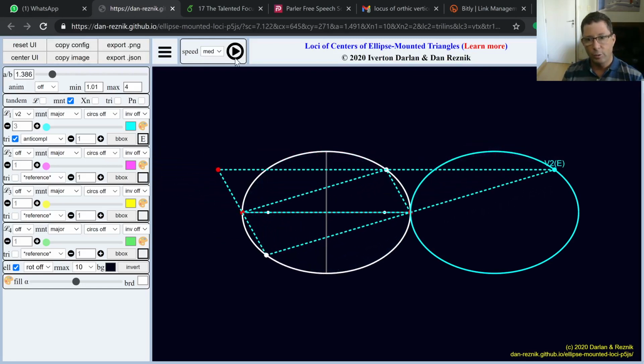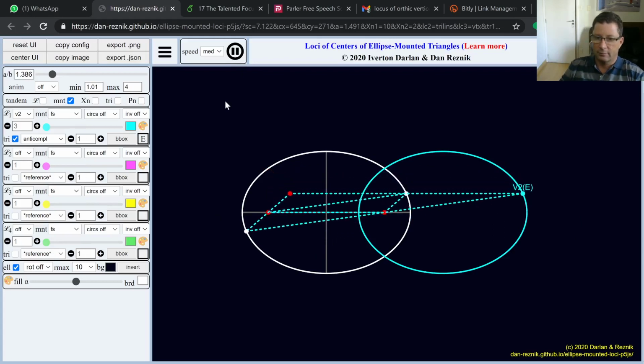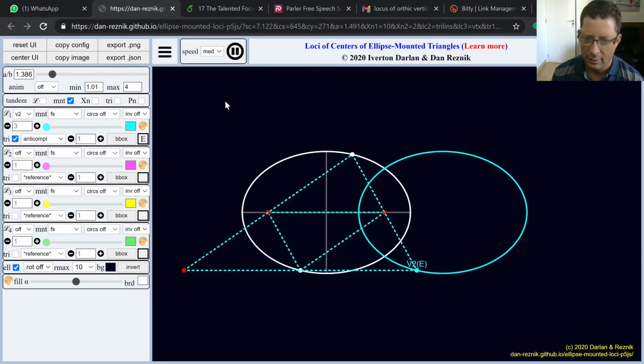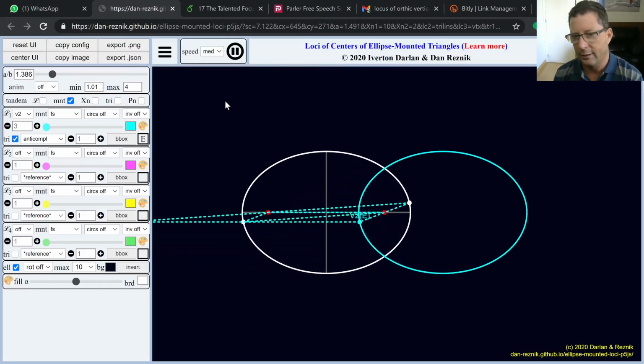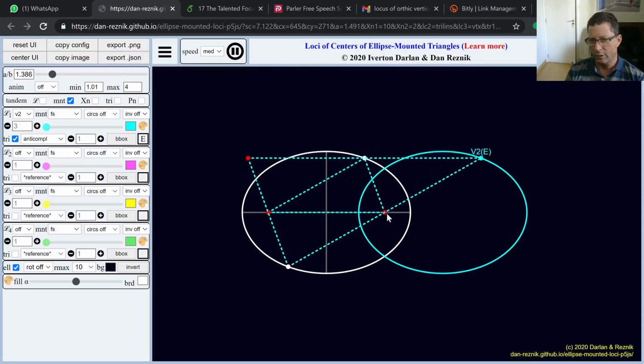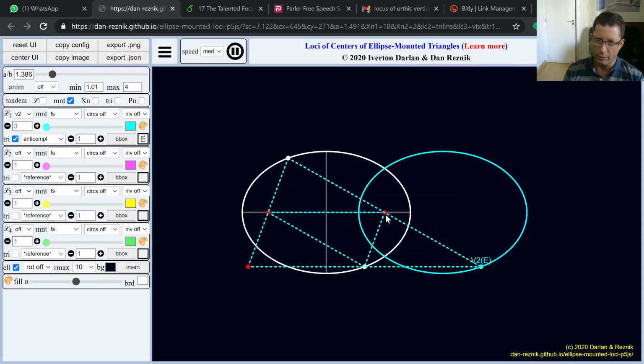What happens if I switch those two vertices to the foci? Let's go back. I'm going to go back to foci mount. So now my family is foci mount. What happens? Because the anti-complementary triangle is homothetic to the original one, I also get a copy of the original ellipse, and it looks like one of the foci of this ellipse probably coincides with the focus of the original one.